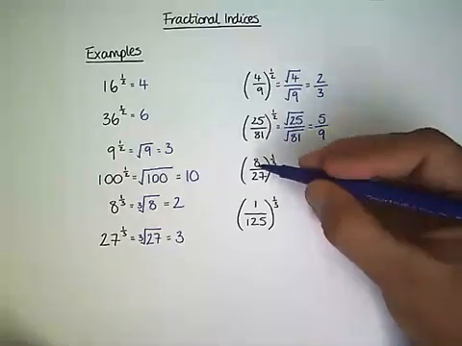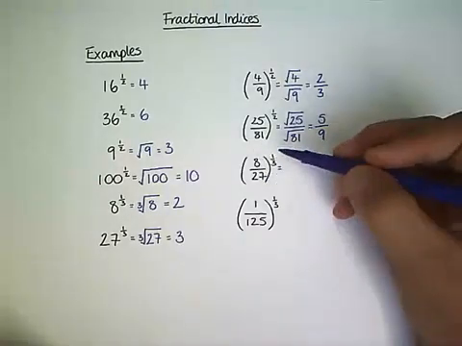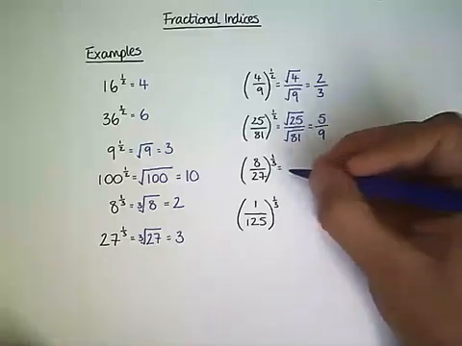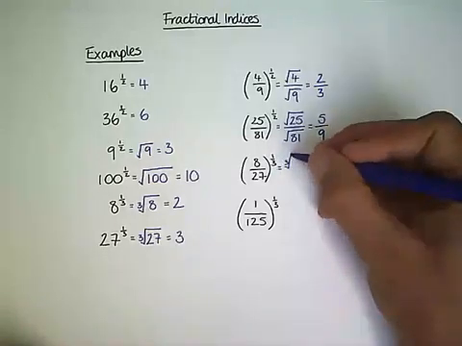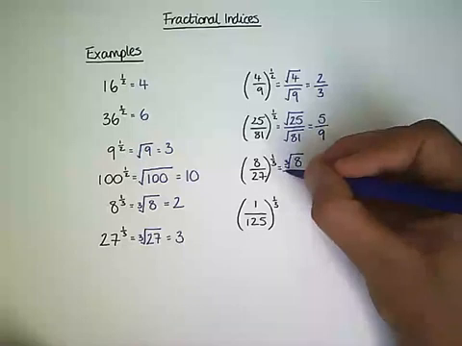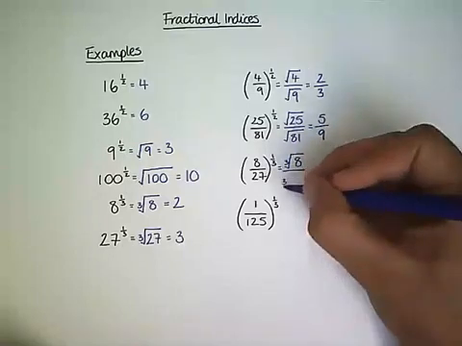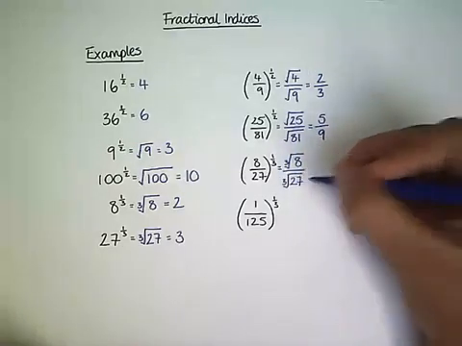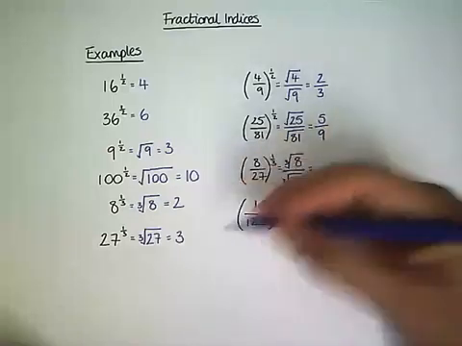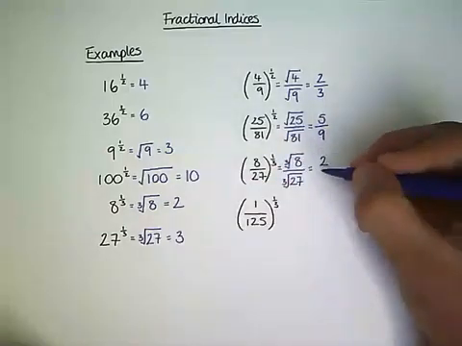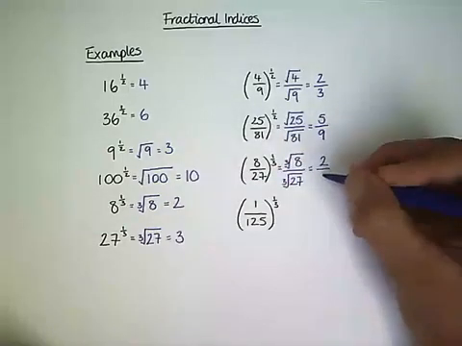Okay, here we've got 8 over 27 all to the power of a third. So we need to do the cube root of 8 over the cube root of 27, which is, we did those earlier, that is 2. Cube root of 8 is 2 and the cube root of 27 is 3.